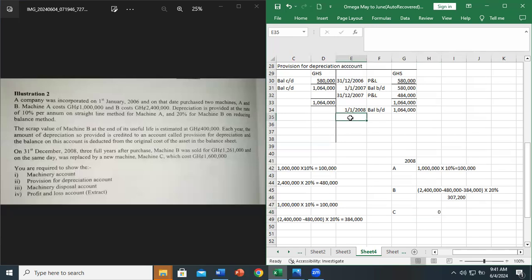407,200. So you come into the account and do your credits. 31st December 2008, P&L 407,200. And because we sold asset B in 2008, you have to debit with the accumulated depreciation on that asset.